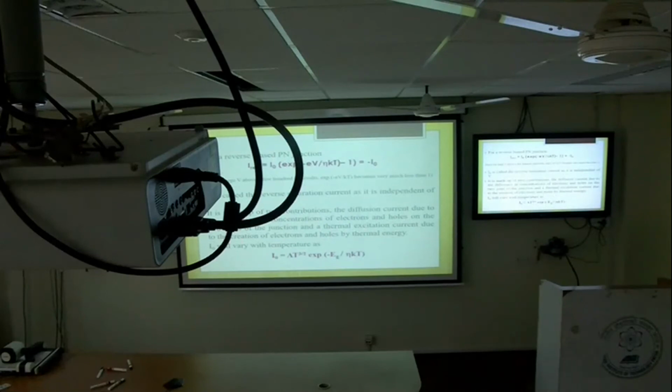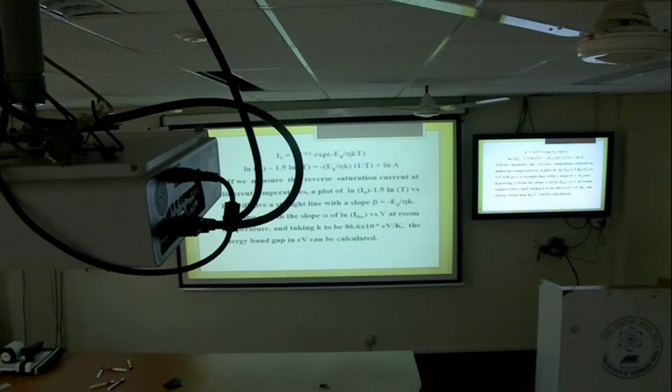So I naught will of course vary with the temperature and it will follow the relation A T to the power 3 by 2 times exponential of minus band gap over eta KT. A is basically a standard constant which is commonly calculated when we discuss the reverse bias segment. Take the log of this equation and you get this summarized value.